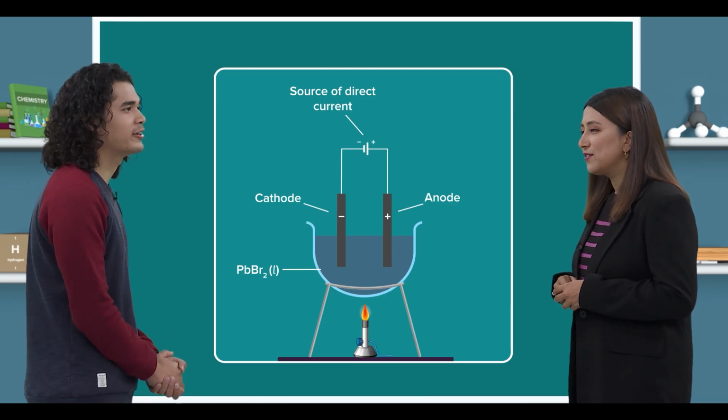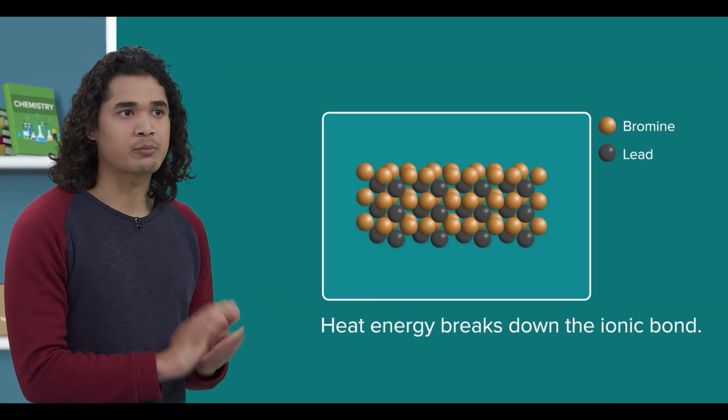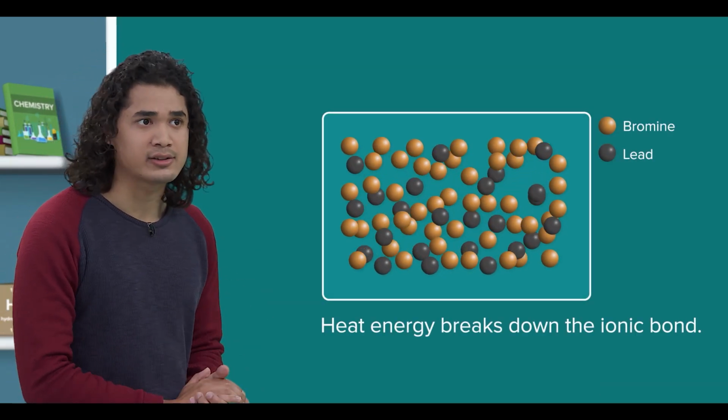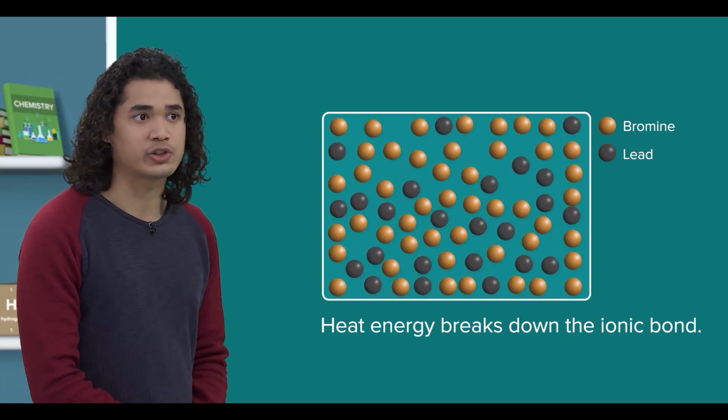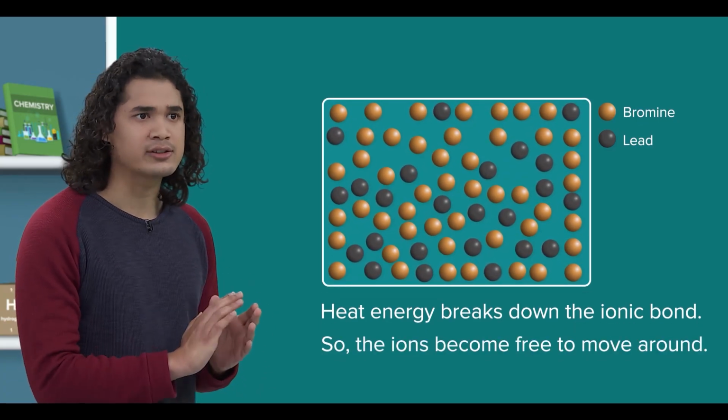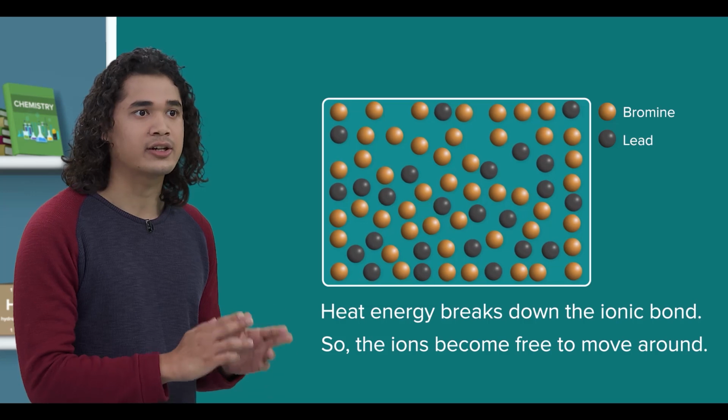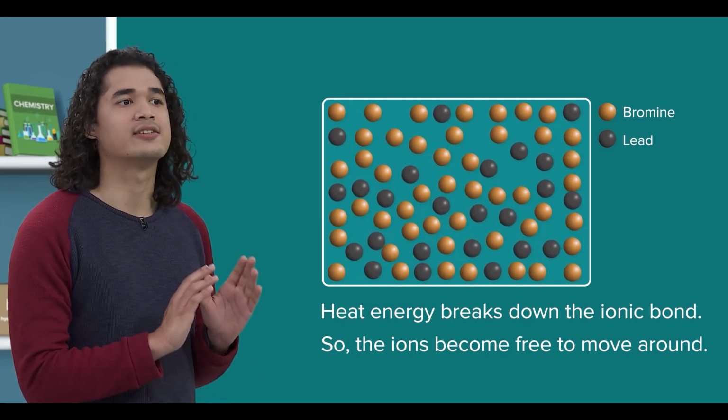Sure, let me try. The ionic bond between the lead and bromide ions are broken down due to high temperature. Hence, the ions become free to move around inside the crucible. Thus, the circuit becomes complete. Now that's more like it.